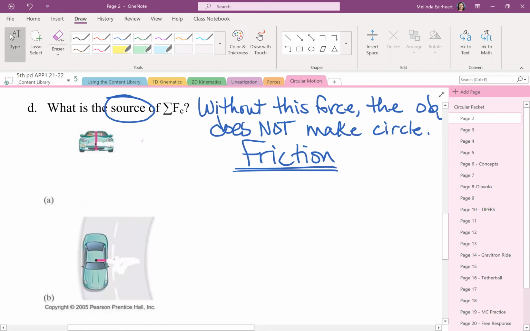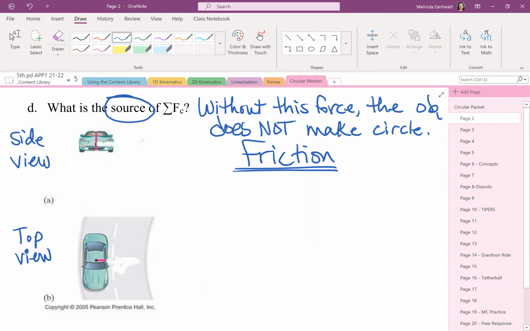Notice we've got two pictures. This top one is going to be a side view. And the second one is a top view, also known as a bird's eye view. And so get ready for both. Sometimes they'll even show you both. And so a side view is pretty much what we're used to. And so yes, there's a gravitational force acting on the car. It's on a road, a surface.